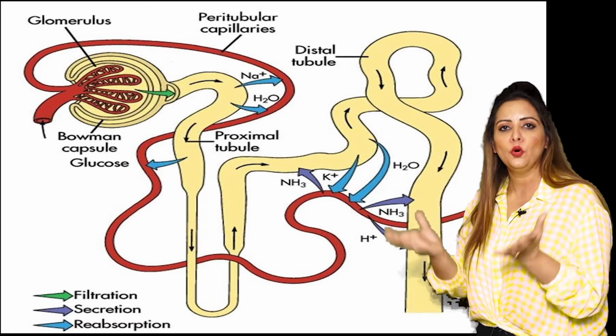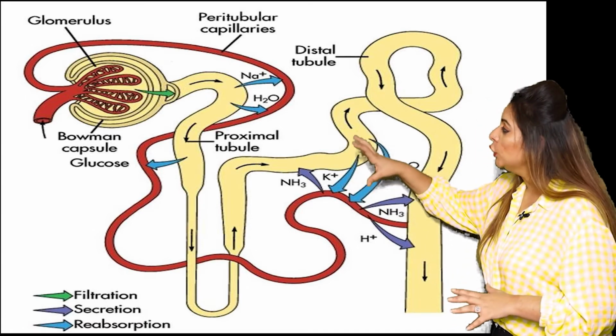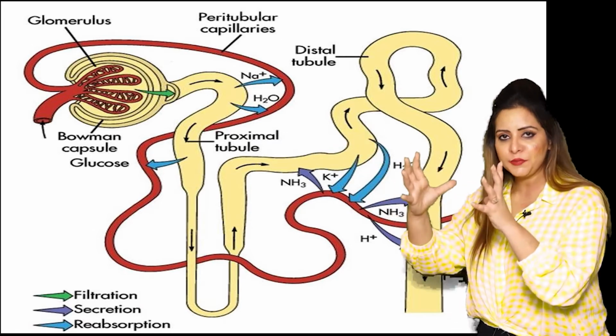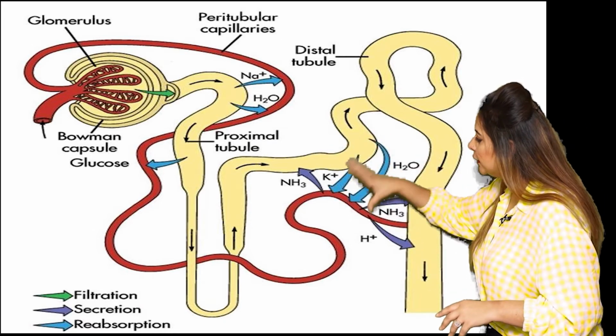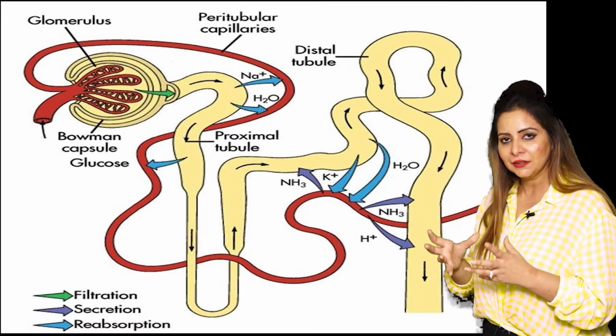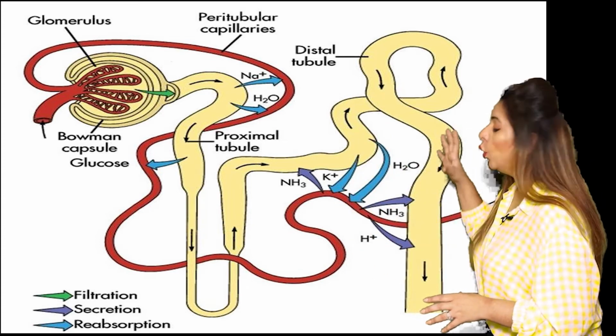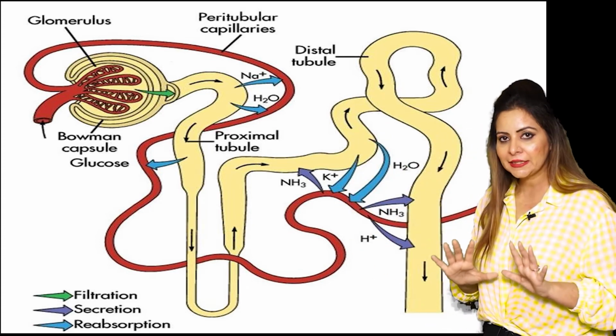and the Bowman's capsule. Now these vessels are not just limited to the cup-shaped structure. It surrounds the nephron in this manner because these vessels are carrying blood, right? These capillaries are just surrounding the whole nephron. So I think it's clear now.